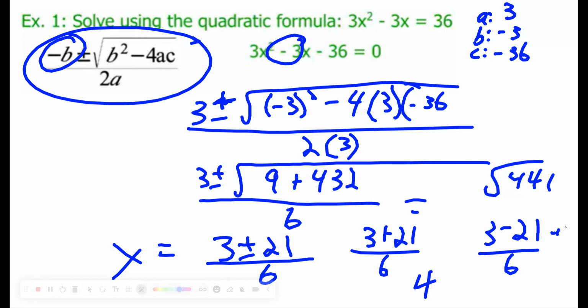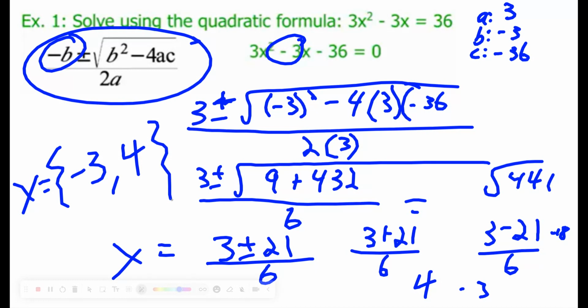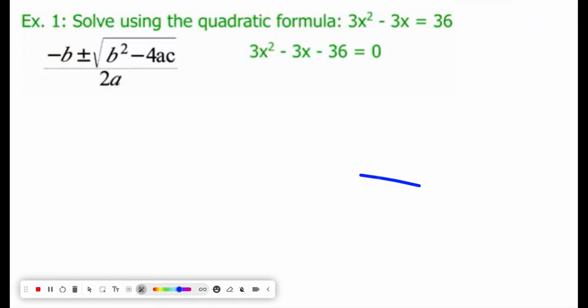And 3 minus 21 is negative 18. Negative 18 divided by 6 is negative 3. So we've got x equals, and we've got our set of numbers, negative 3 and 4. So we identified, put it into the correct form, identified our a, b, and c, plugged it in, and simplified. All right, let's look at another example.